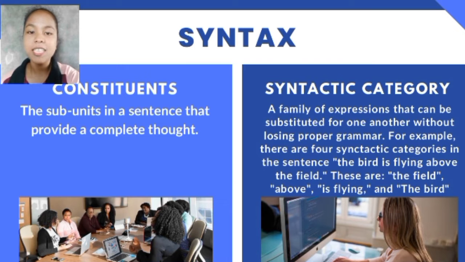Another example is the cell phone lay on the table. On the table, the cell phone lay. Another example is your dog chased my cat. My cat chased your dog.